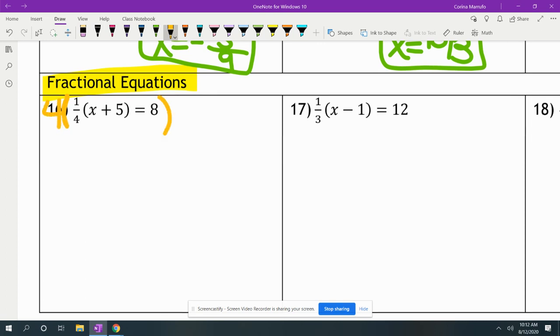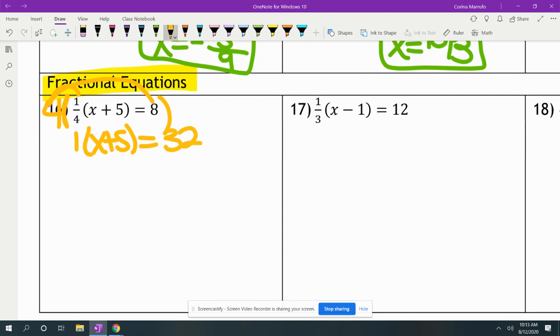Okay? So what we're going to do is multiply this 4 times the 1/4, and that gives us 1. Okay? Because the 4's cancel each other out. And then we have x plus 5. Now you don't need to distribute that because the 1 will get distributed in a little bit. But you do have to multiply this 4 times the part on the other side of the equal sign. So 4 times 8 gives us 32.